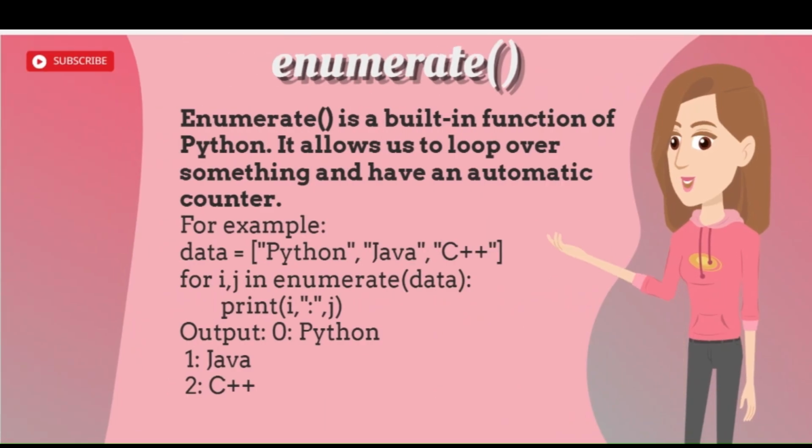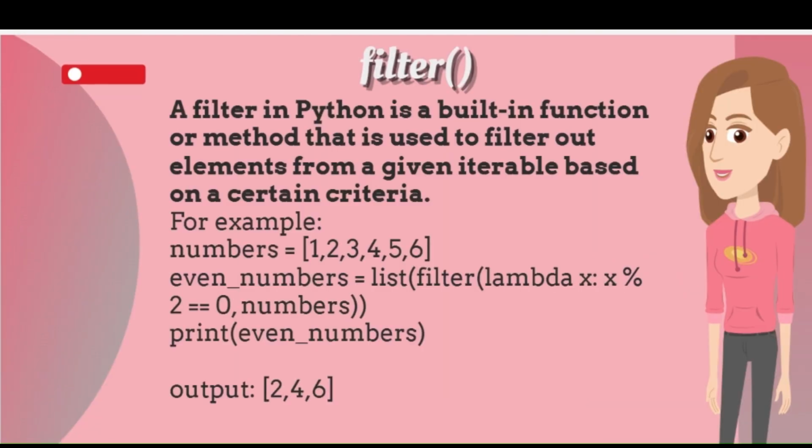Enumerate is a built-in function of Python. It allows us to loop over something and have an automatic counter. For example, data = [Python, Java, C++]. For i, j in enumerate(data): print i, j. Output: 0, Python. 1, Java. 2, C++.